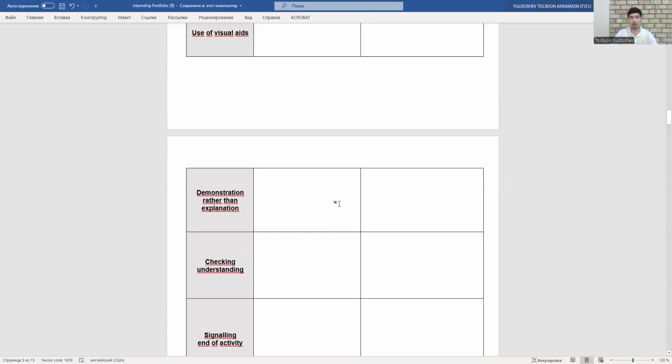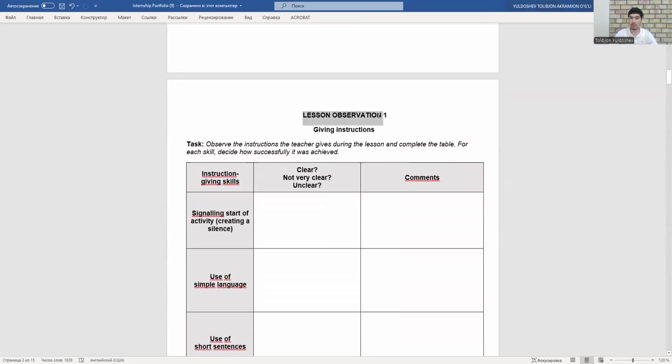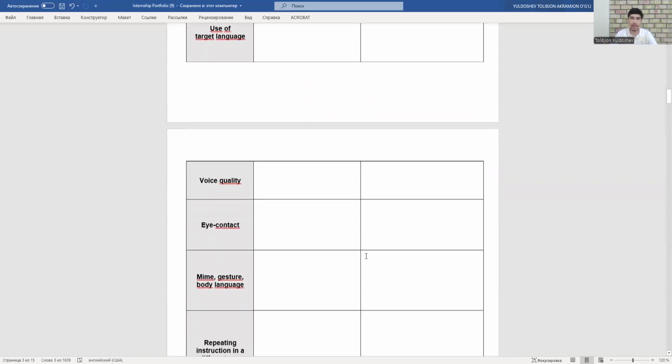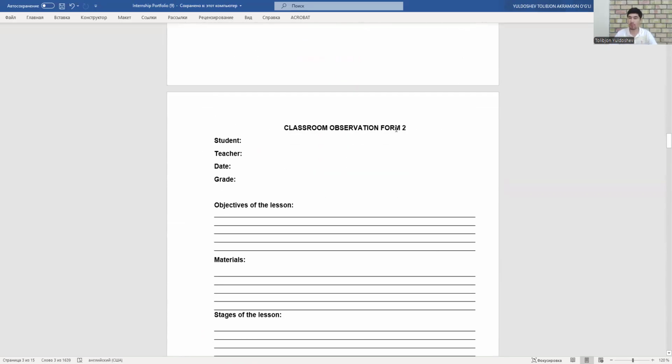And for your information, you need to have 2 copies of this lesson observation, like one lesson you observed, took notes, wrote everything, and then you went to another classroom and completed the same table twice. After that, we have got classroom observation 2.